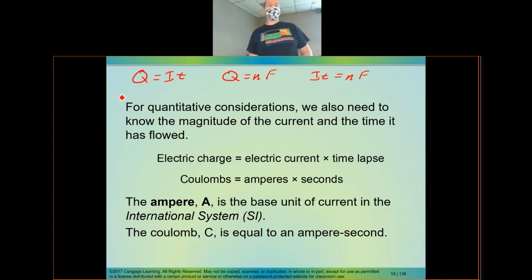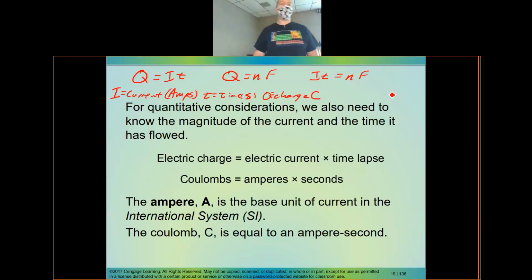All right, so what you need to know is that I is your current, and that is in amps. T is time, that is a lowercase t, that is time. And the units have to be seconds because Q is charge, and that is in coulombs. And so an amp times a second is a coulomb. All right, and so we already know the N and the F. N is moles of electrons. And F is Faraday's constant, 9.65 times 10 to the fourth coulombs per mole of electrons.